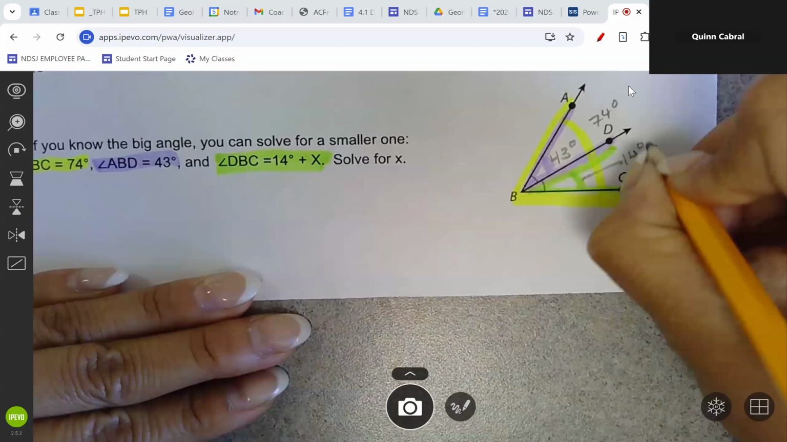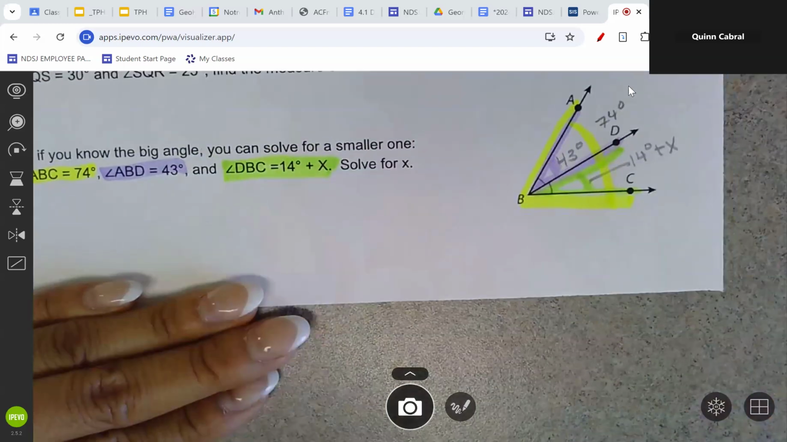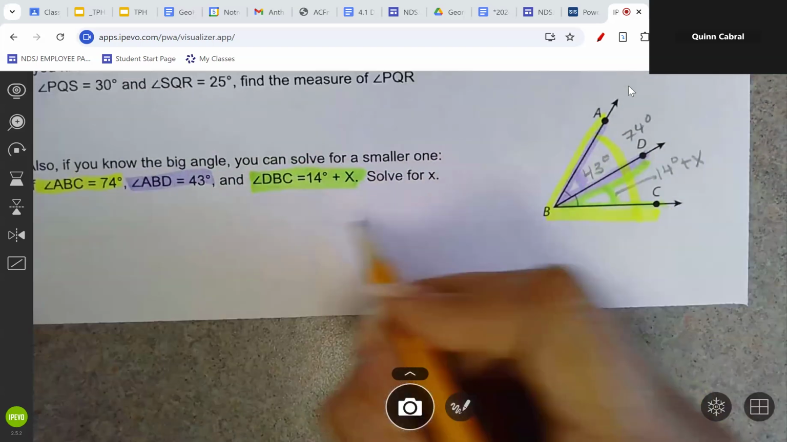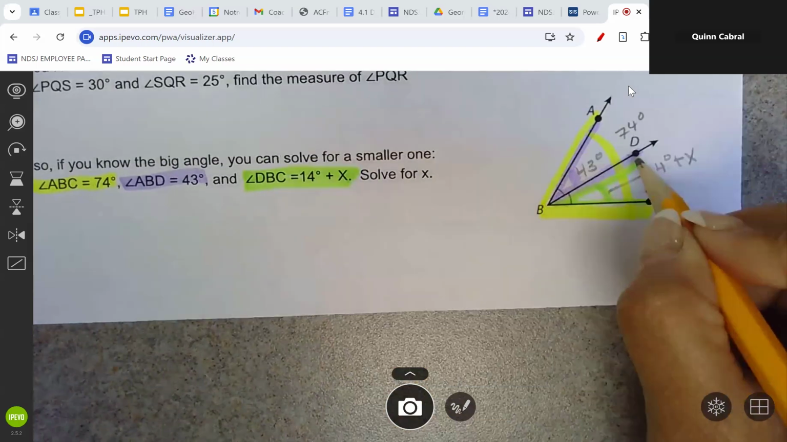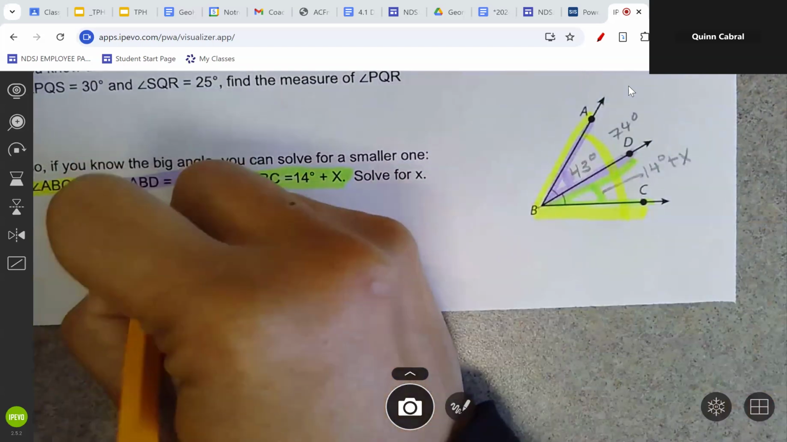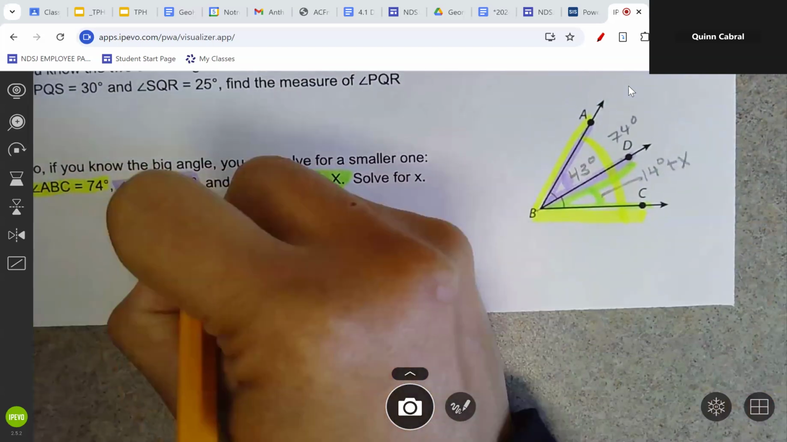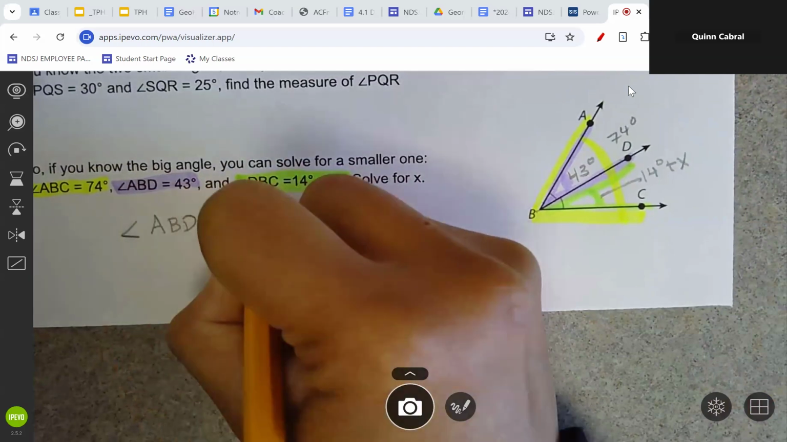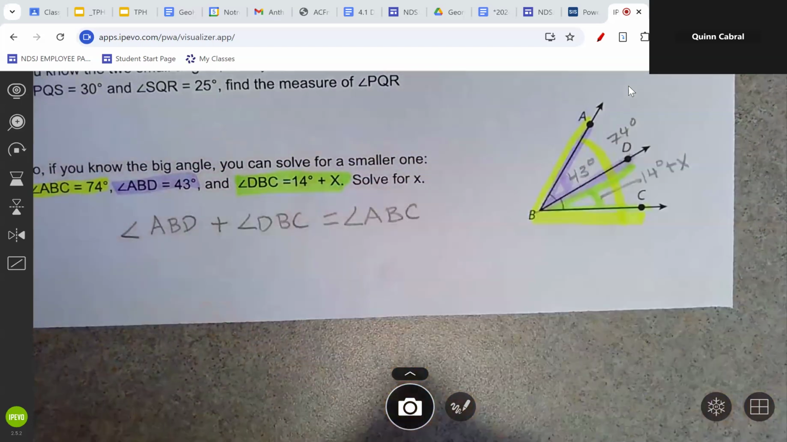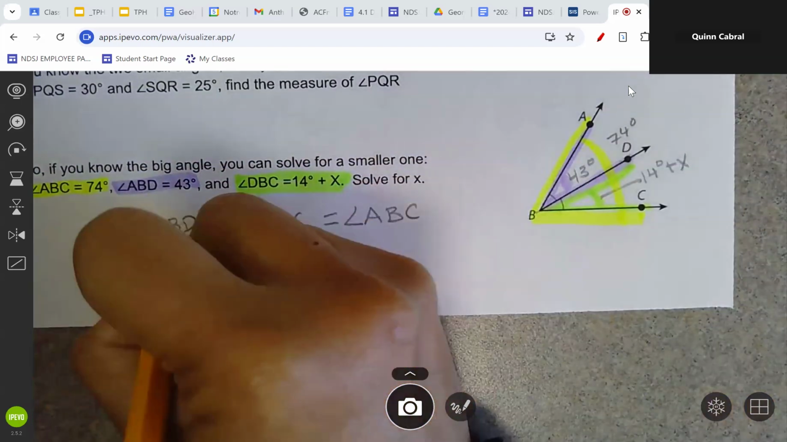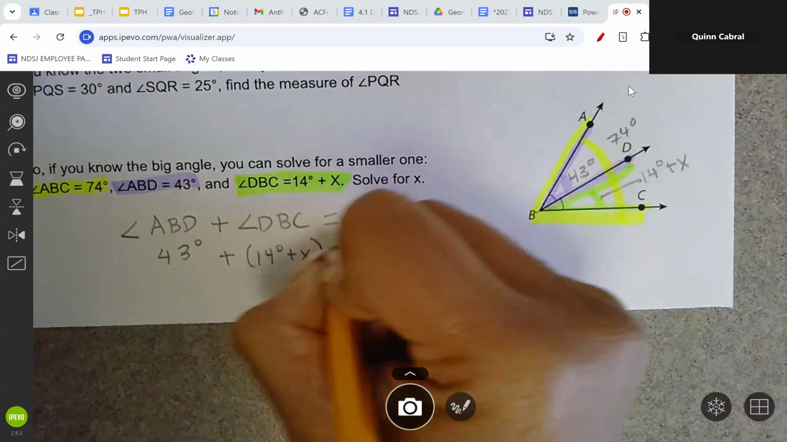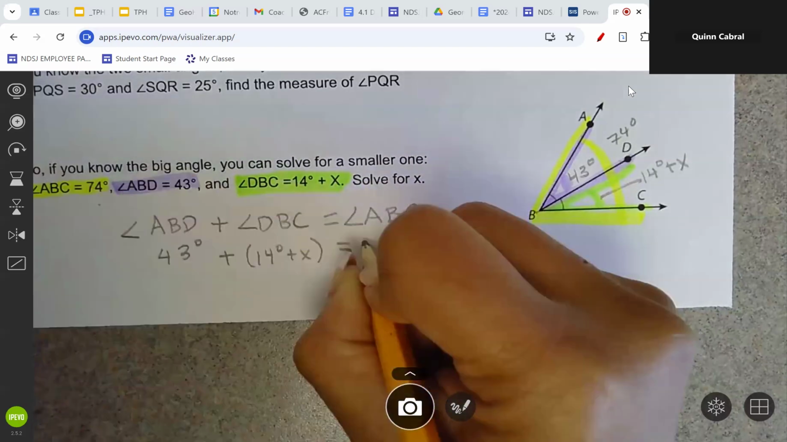degrees plus X. So if we're going to use that angle addition postulate to help us, what we'll be saying is that angle ABD plus angle DBC is going to give us the whole thing. So angle ABD plus angle DBC is equal to angle ABC. So then that would be 43 degrees plus 14 degrees plus X is equal to 74 degrees.